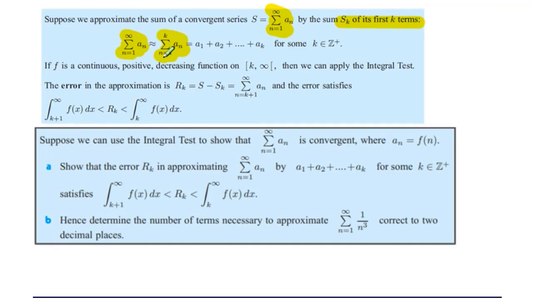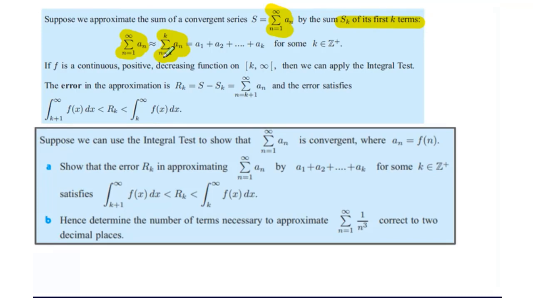So if a function f is continuous, positive and decreasing on the interval between k and infinity, we can apply the integral test. Remember, the integral test says if the improper integral converges, then the sum to infinity of the sequence will also converge, or the series will converge.